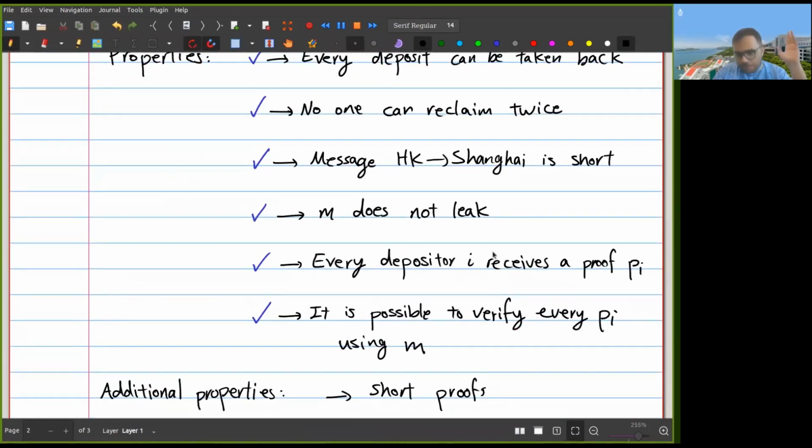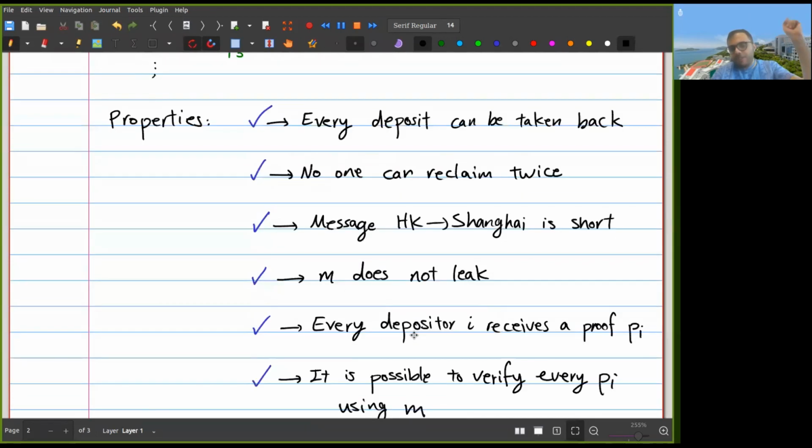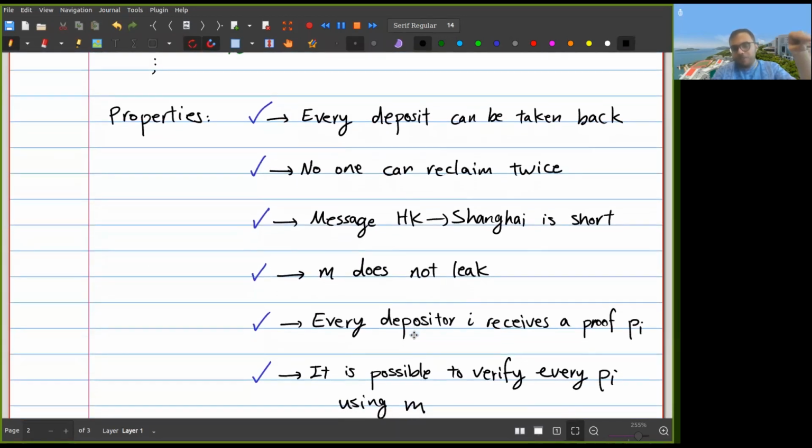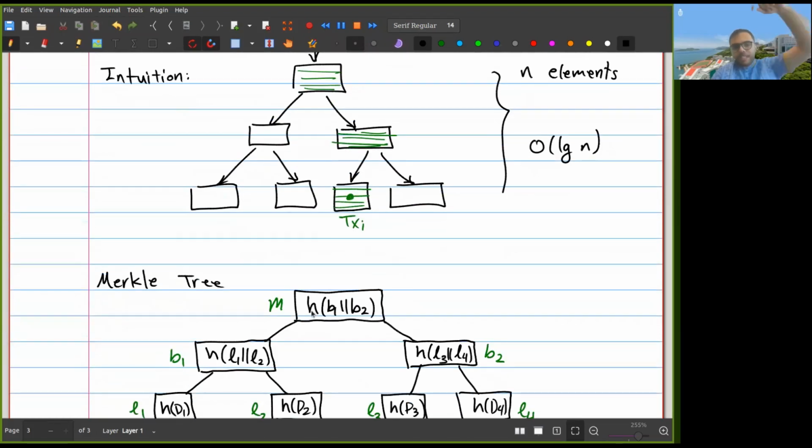Yeah, every depositor receives a proof, and it is possible to verify every proof. But again, very important, you need that one initial pointer. You need that message from Hong Kong to Shanghai to verify the proofs. Because every proof starts at the top of the tree, and you should know what the top of the tree is. And that's what the Hong Kong branch sent.